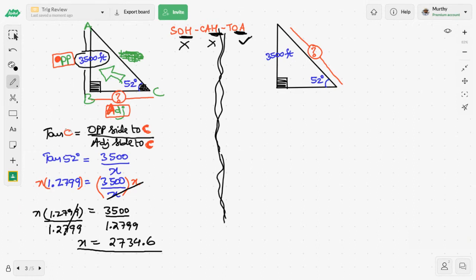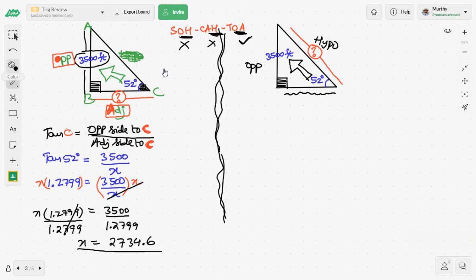Again, in the next diagram, I'm taking more or less the same kind of question, and here I see that this is the opposite side, and this is the hypotenuse. That's what the question is asking. Here there's nothing to do with the third side, so I'm not writing any, because if you write it, that leads to unnecessary confusion.